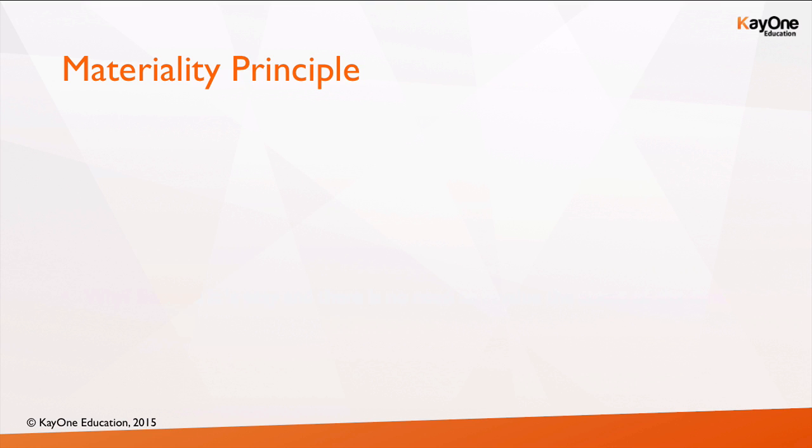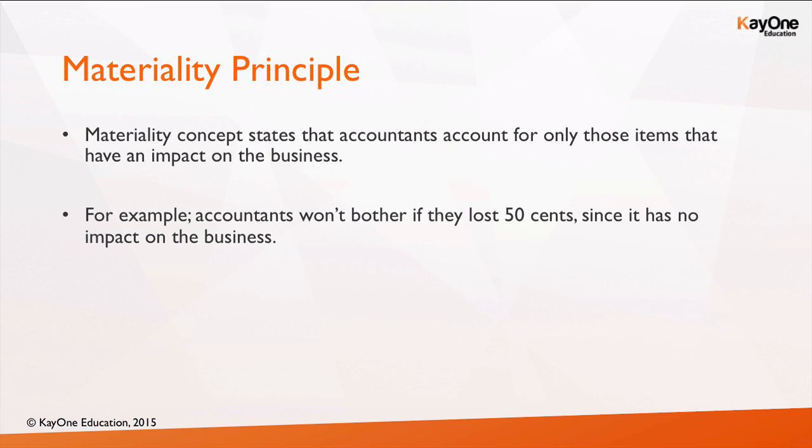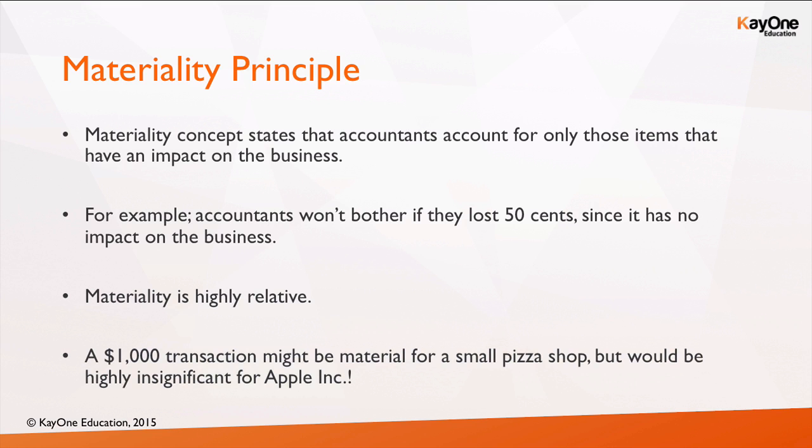Next, materiality principle. This principle states that accountants account for only those items that have a significant impact on the business. So therefore, accountants won't bother if they lost, let's say, a small amount, 50 cents, since it has no impact on the business. However, it's very important because materiality is highly relative. What is material for you may not be material for me. And similarly, a transaction of $1,000 might be material for a small pizza shop, but may be highly insignificant for something like Apple Computers or Microsoft. So materiality principle states that accountants account for only those items which have a significant impact on the business.